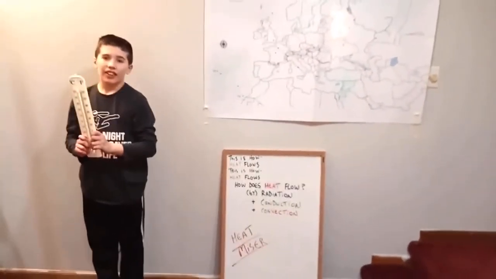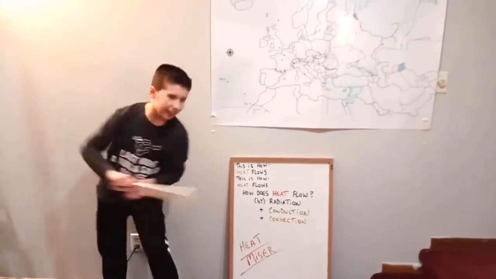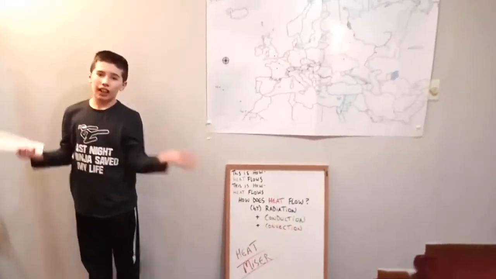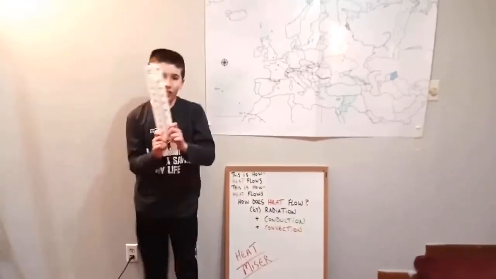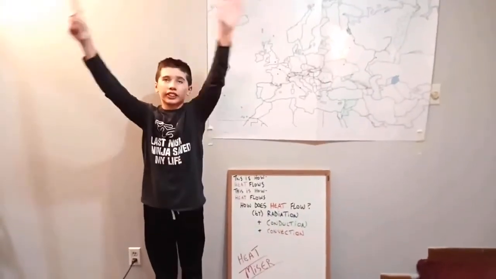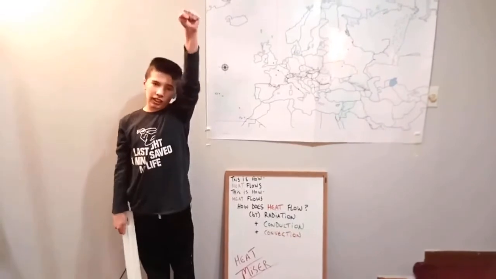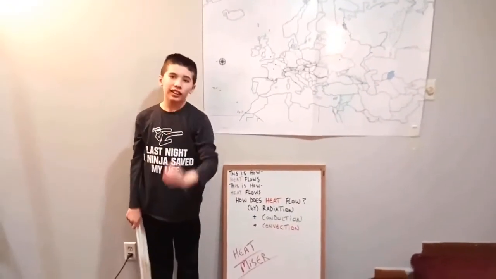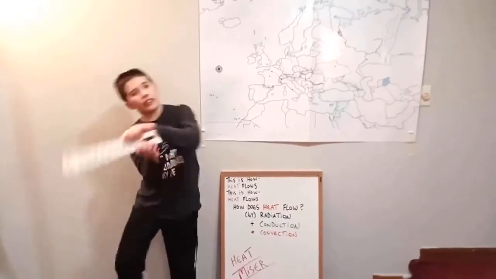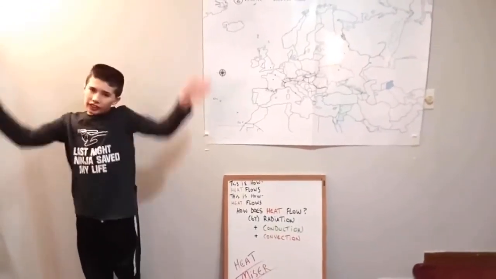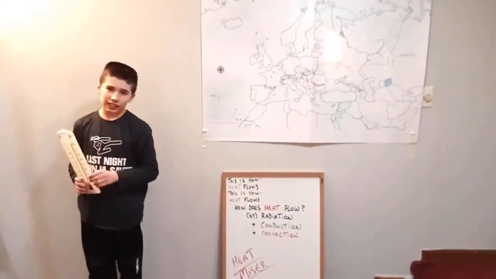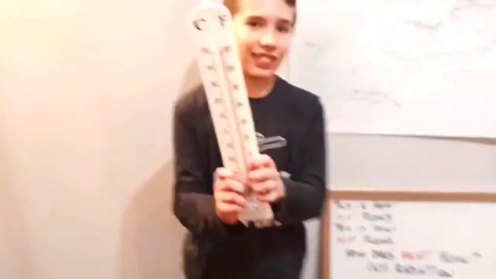Here we go. This is how heat flows. How does heat flow? By radiation and conduction and convection. This is how heat flows. By radiation, conduction, and convection. This is how heat flows.